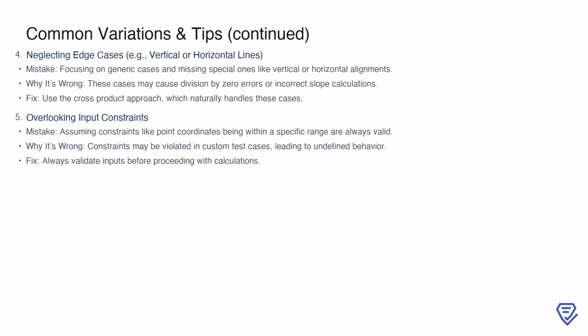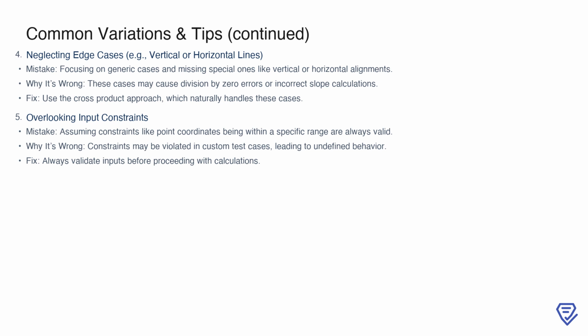Neglecting edge cases is another common pitfall. For example, vertical or horizontal alignments can cause division by zero or incorrect slope calculations if not handled properly. The cross-product approach is particularly useful here, as it naturally accommodates these scenarios without requiring special treatment.